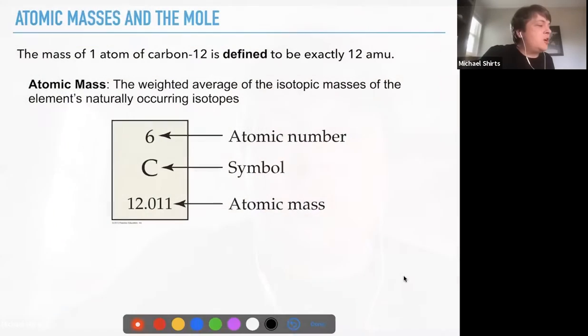In this next lecture segment, we're going to talk more about atomic masses and moles. So the mass of one atom of carbon-12 is defined to be exactly 12 atomic mass units, AMUs. So the atomic mass that we see in a sample of an element is the weighted average of the isotopic masses of the element's naturally occurring isotopes.